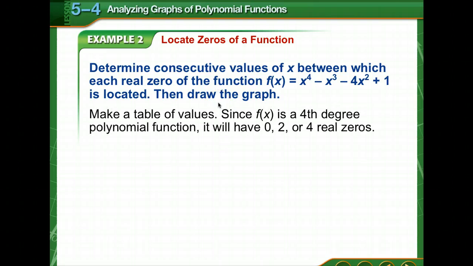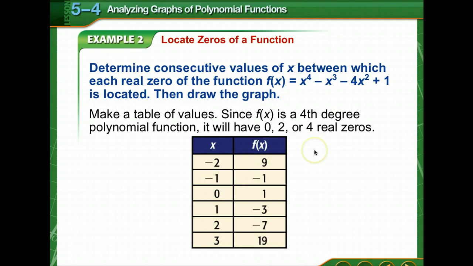So we're going to make a table of values, and since this function is to the 4th degree, it will have either 0, 2, or 4 real zeros. I usually think of it as it can have 4, 2, or 0. If it was a 3rd degree, do you remember what that would be? If it was to the 3rd degree only, it would have 3 or 1. It'd have an odd number of real zeros. So let's look for the changes in the signs. There's a change in sign from here to here, from here to here, from here to here.